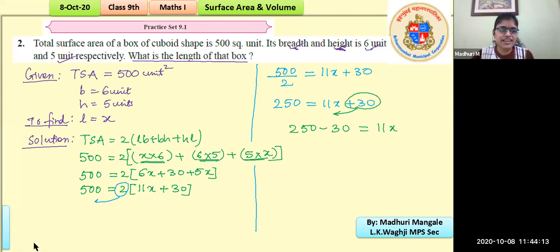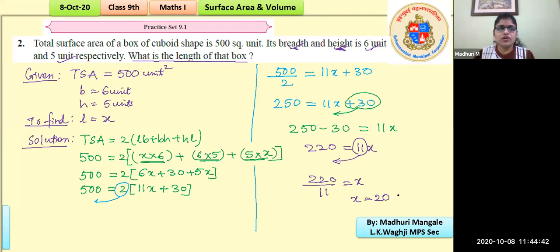Which will be equal to how much, students? I guess you all have got the answers already, correct? So this will be 220, which is equal to 11x. Now we have to get rid of 11. So 11 will move to that side. 11 is in multiplication over here. It moves to the other side and it divides. So 220 divided by 11 equals x. That's how we got x equals 20, right?